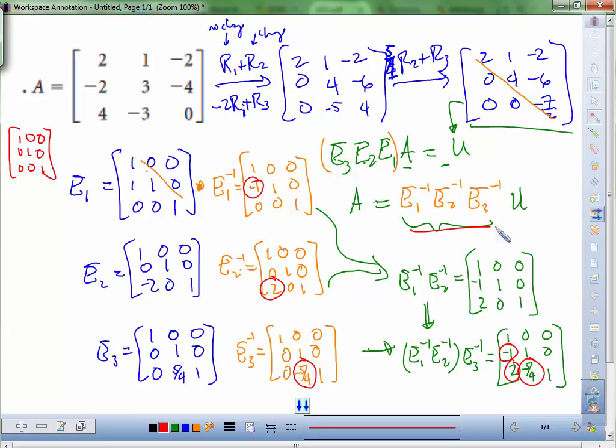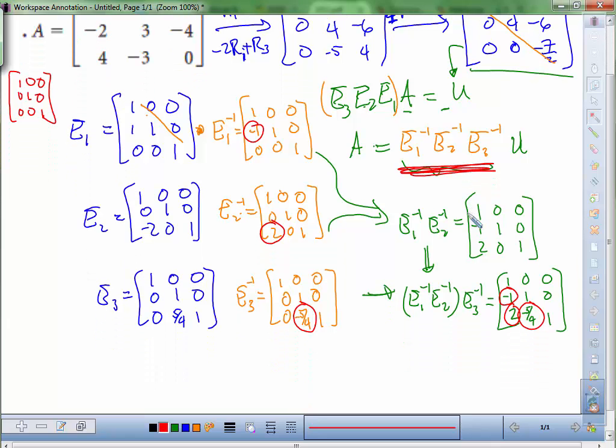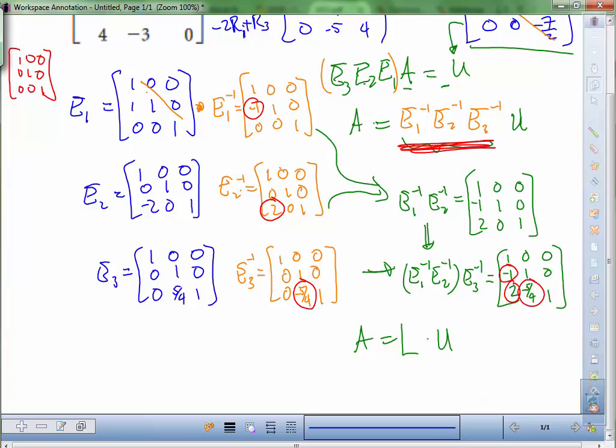So this turns out to be a lower triangular matrix. Not only that, it's a lower triangular matrix with 1s in the diagonal. It's called a unit lower triangular matrix. It's in the book, so we'll take a look at it in a minute.